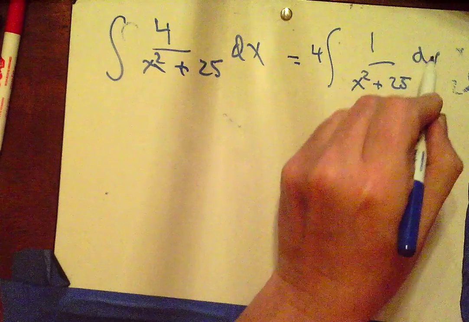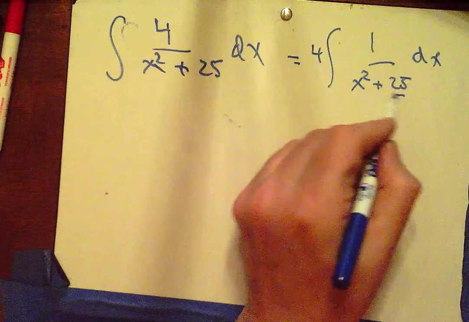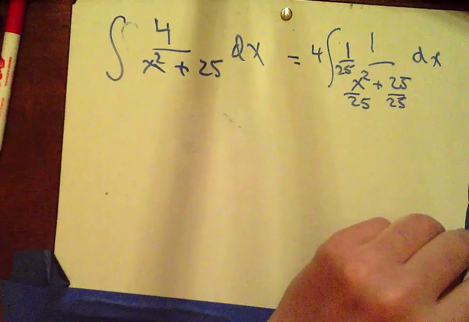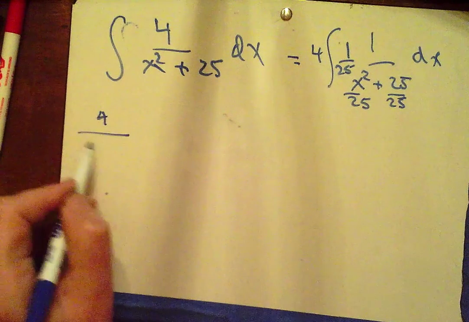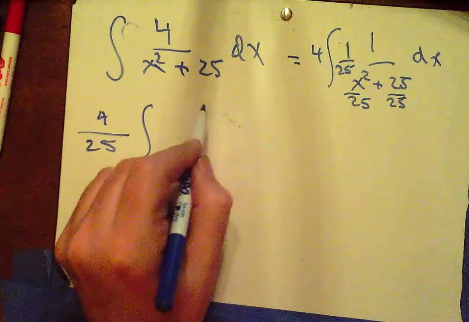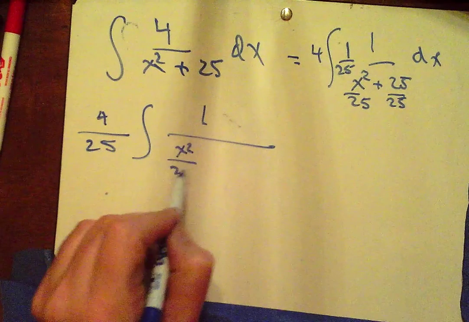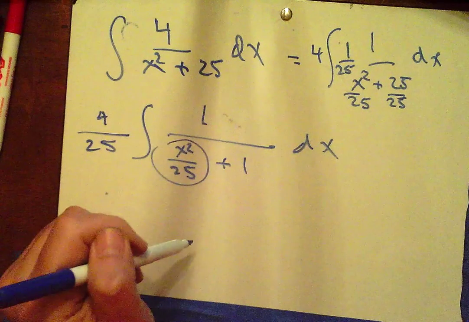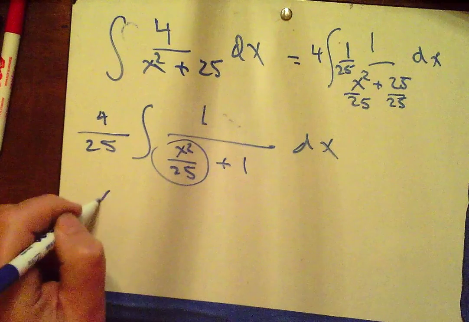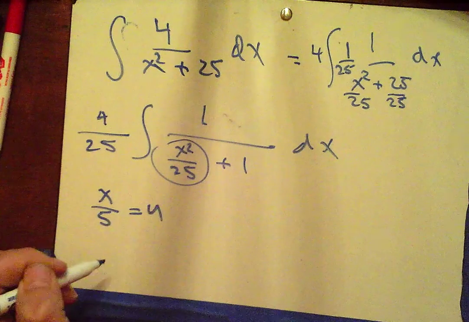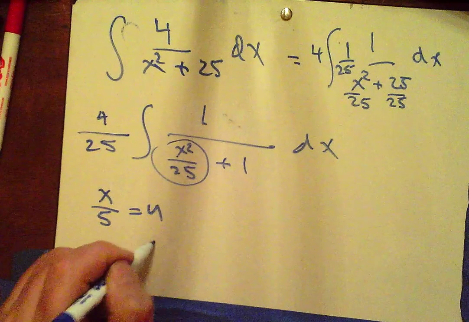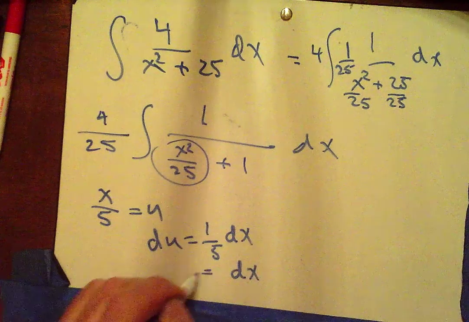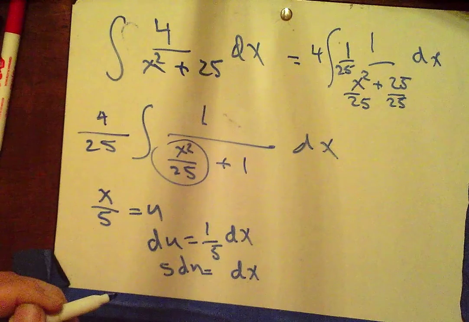And then I said, ooh, this is inverse tan. If I divide by 25, and simultaneously in the denominator, multiply by 25. So we've now got 4 over 25, integral 1 over x squared over 25 plus 1 dx. This, well, if I take the square root of top and bottom, is my u. So I know that du is 1/5 dx, where dx is 5 du.